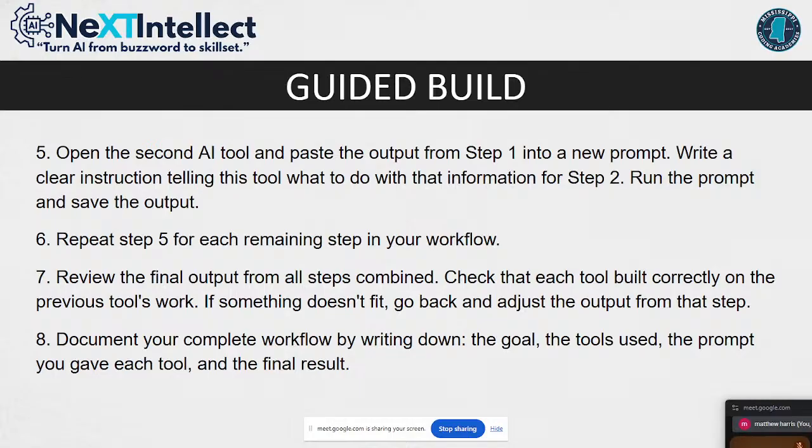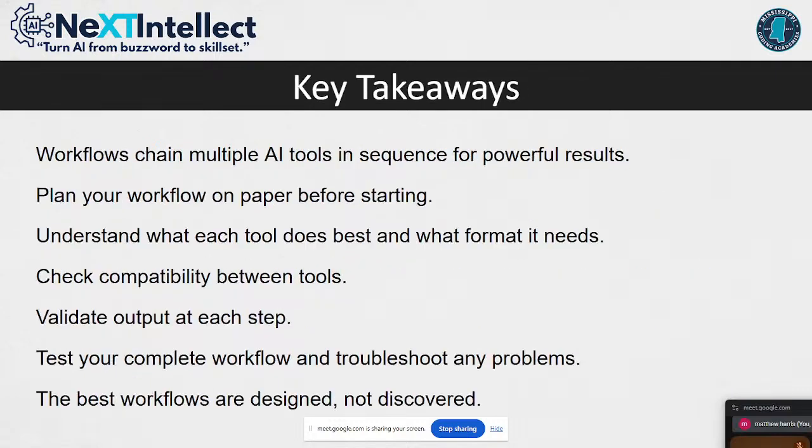Review the final output from all steps combined. Check that each tool built correctly on the previous tool's work. If something doesn't fit, go back and adjust the output from that step, and document your complete workflow by writing down the goal, the tools used, the prompt you gave each tool, and the final result.